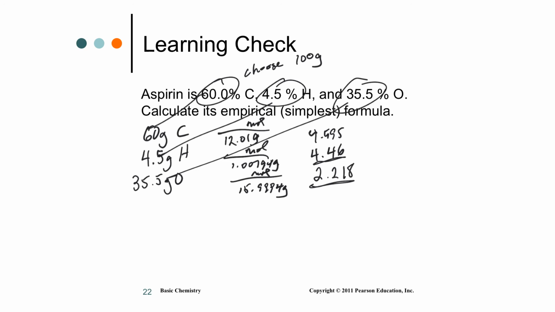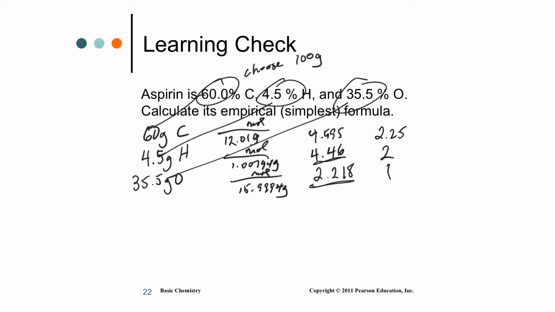Let's see what we can do. I'm going to take the smallest number and divide it into each. Okay, so the smallest number is the 2.218. So I'm going to take 4.995 divided by 2.218, and I have 2.25. I'm going to do the same thing with a 4.46 divided by 2.218, and I have that as a straight 2.0. And then the rest is into itself will always be 1.